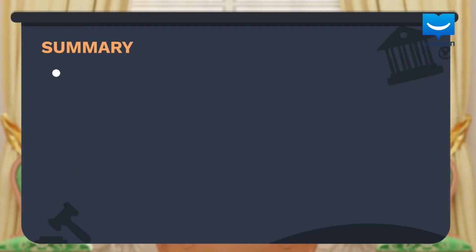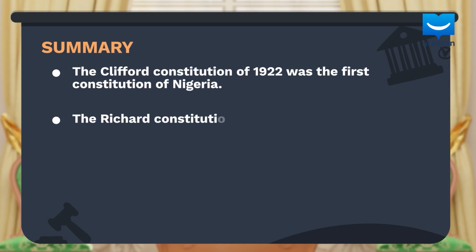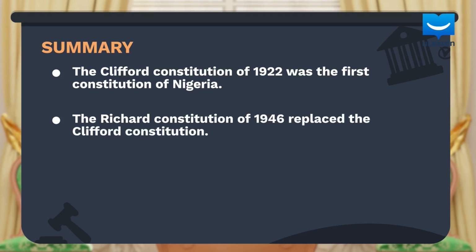That's it, my friend. So let's take a quick summary. The Clifford Constitution of 1922 was the first constitution of Nigeria, and the Richard Constitution of 1946 replaced the Clifford Constitution.